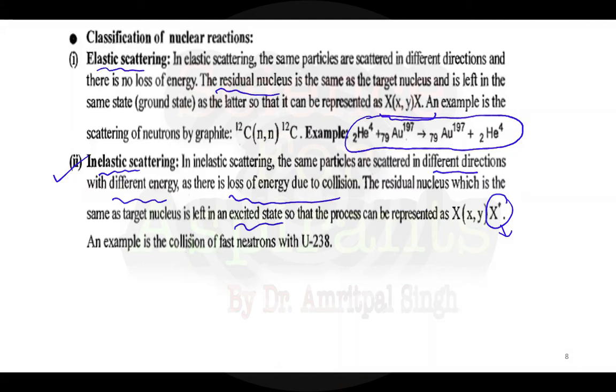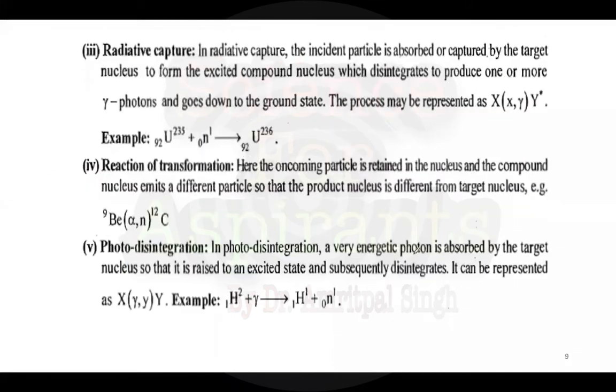There are many examples of inelastic scattering, like when we shoot high energy neutrons at uranium-238. That is the famous example of nuclear fission. In this inelastic scattering, the compound nucleus which is formed is in the excited state, and it can break up into many nuclei, or it can break up into two nuclei, depending upon the energy that the excited nucleus is carrying.